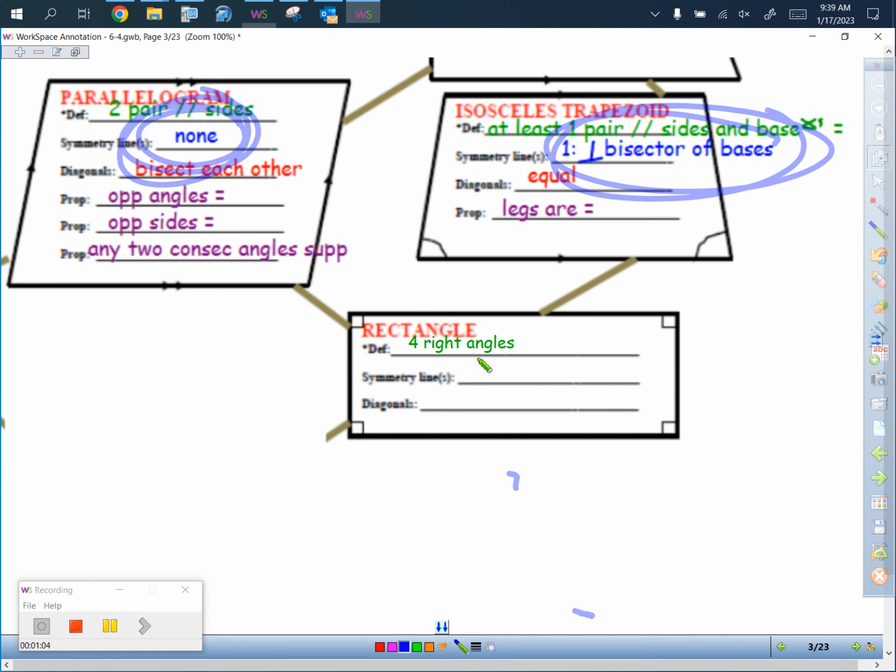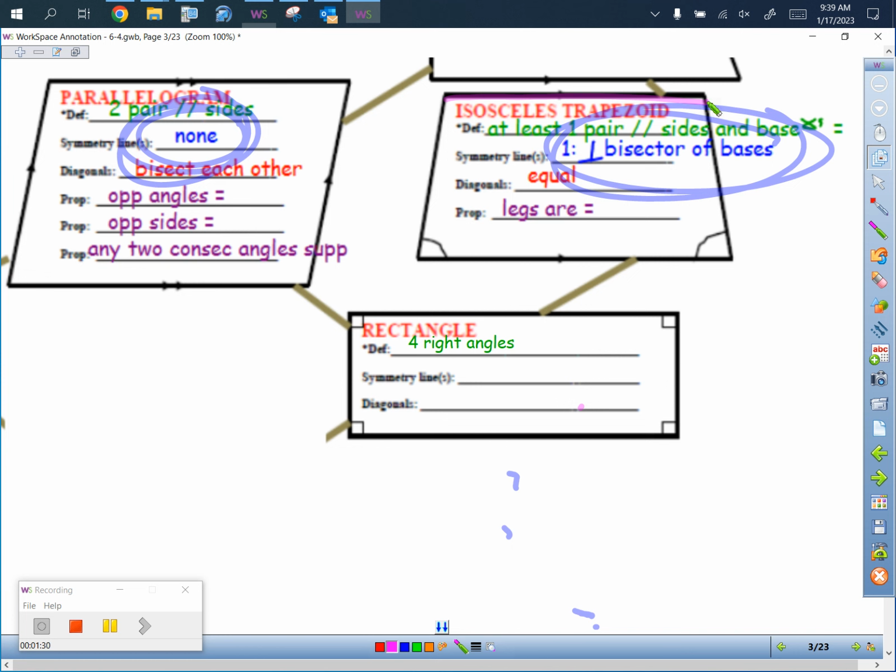Will a rectangle have any symmetry lines? What do you think? Yes or no? Yes. The question is where. It'll be in the same aspect of this. Would you believe the perpendicular bisector of the bases is, like if you go perpendicularly through that, that's where the symmetry line would be. Holy crap, dude. Help me. It's been a while.